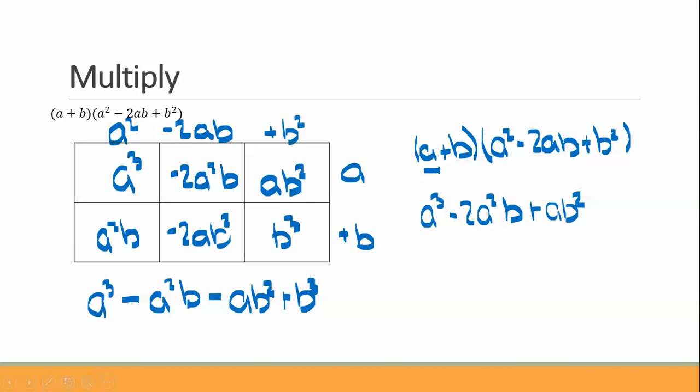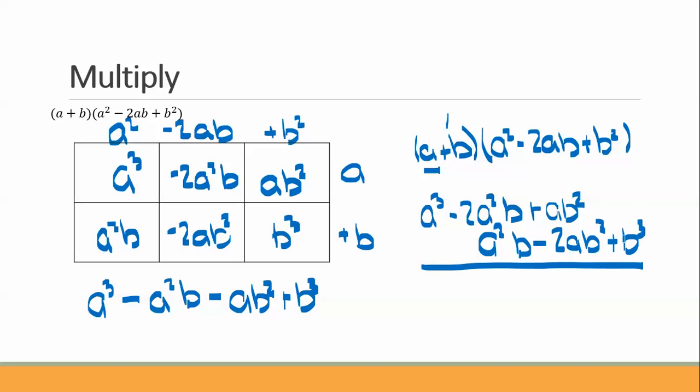Now, instead of having a big long line of things over here and being consistent with what we were doing in the addition section, we're going to take b times everything, only we're going to line up our like terms. So b times a squared is a squared b, which is like terms with this one. b times minus 2ab is minus 2ab squared, and then b times b squared is plus b cubed.